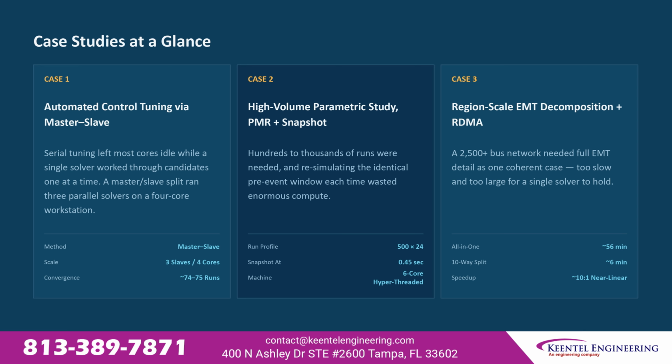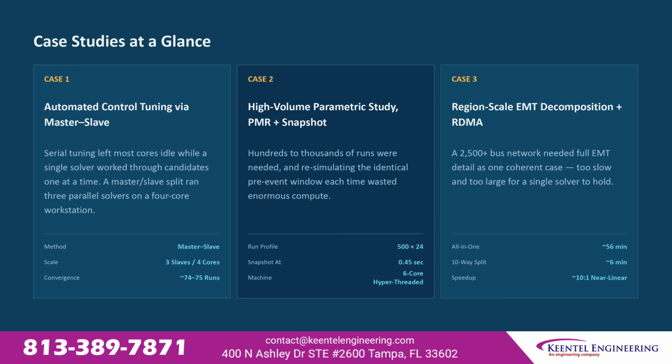The second is a high-volume parametric study using parallel multi-run and snapshots. Hundreds to thousands of runs were needed, and re-simulating the pre-event window each time was wasting enormous compute. A snapshot was captured at 0.45 seconds. The run profile was 500 by 24 on a 6-core hyper-threaded machine.